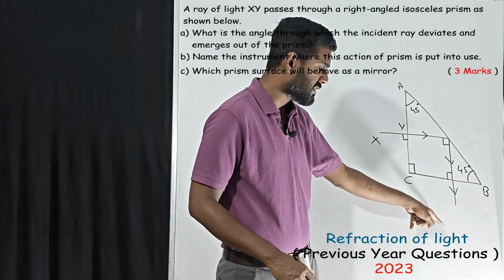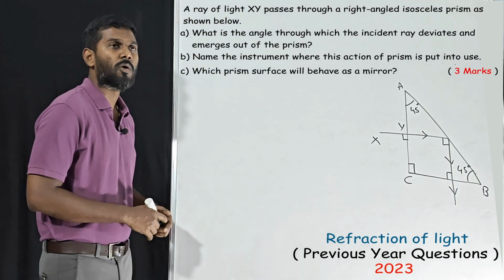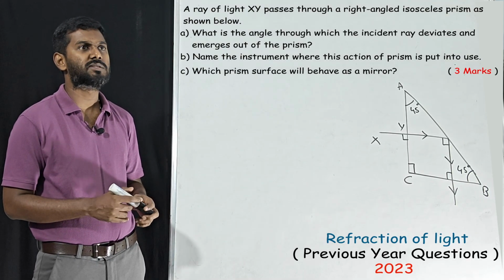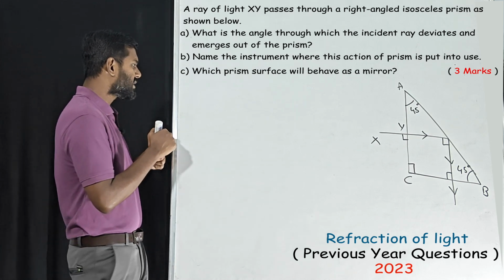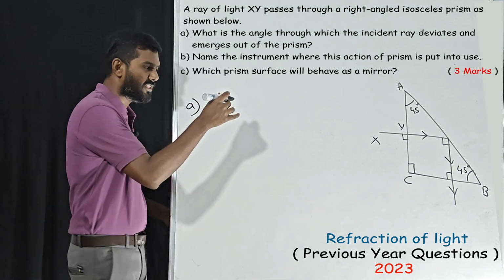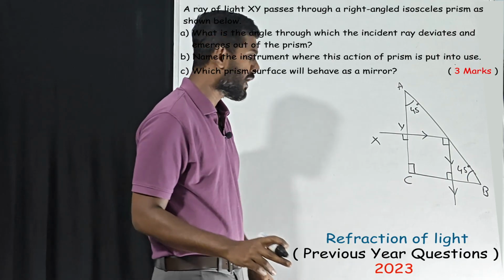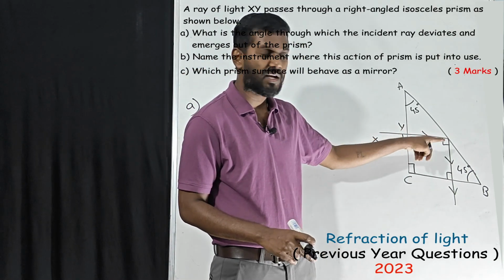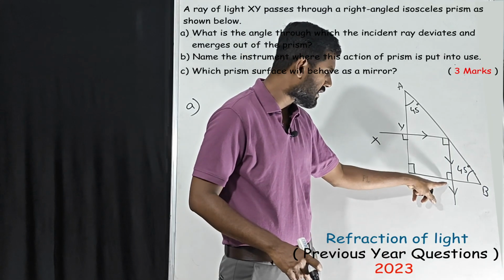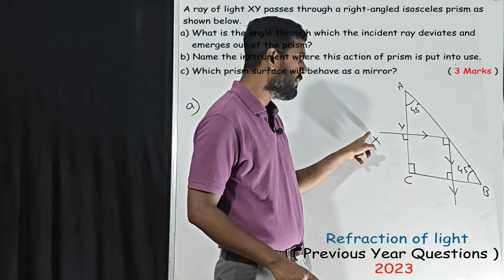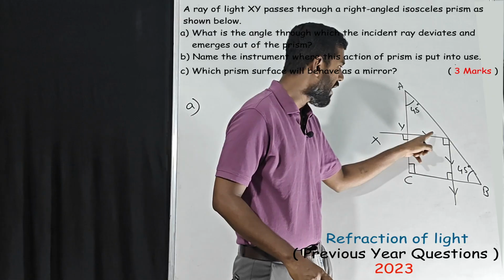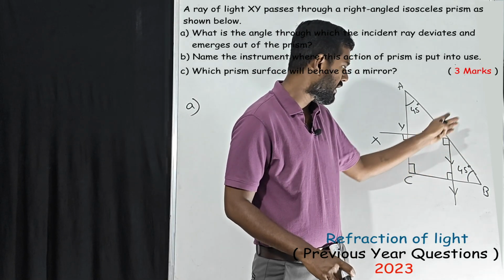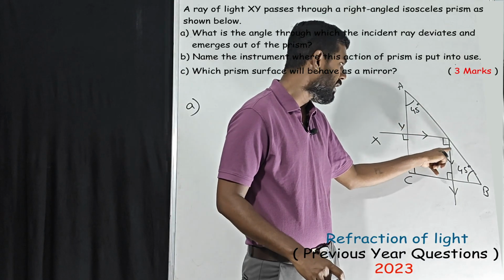So here it has taken a turn. Now we'll go for the question. What is the angle through which the incident ray deviates and emerges out of the prism? So they are asking what is the angle of deviation here in this case. See, angle of deviation we can find using angle of incidence and angle of emergence. Which is the emergent ray? This one, correct? And which is the incident ray? This one. You have to extend both. Incident ray if you extend here, and emergent ray if you extend it backward, the angle between them.